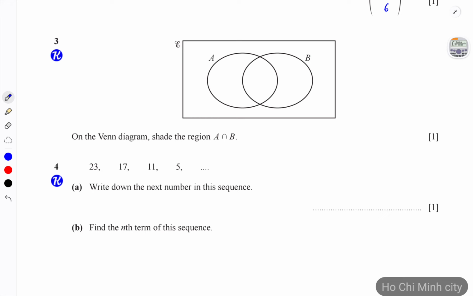Question 3 is about Venn diagram. We have to shade the region A and B. All right, so the A and B is the overlap area, which is here.